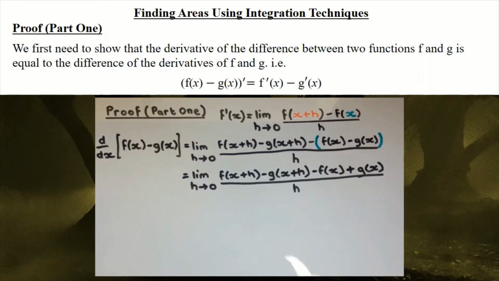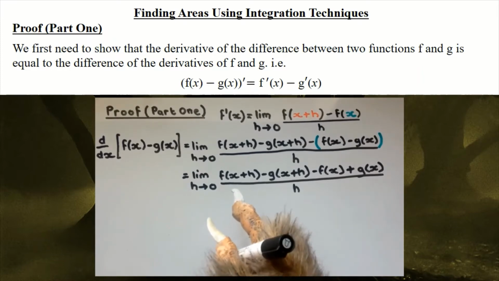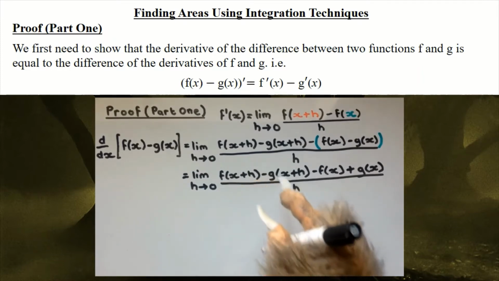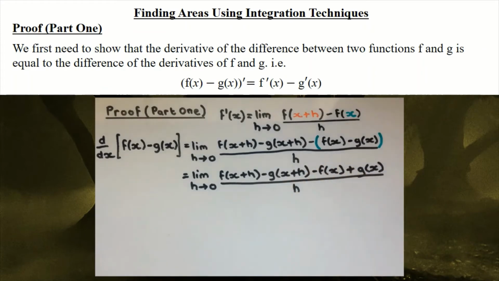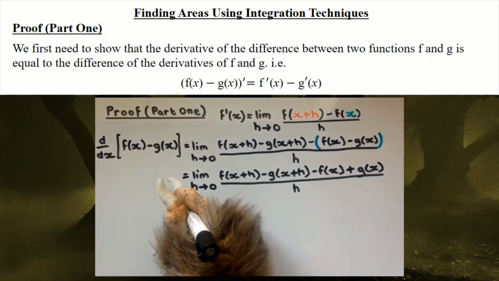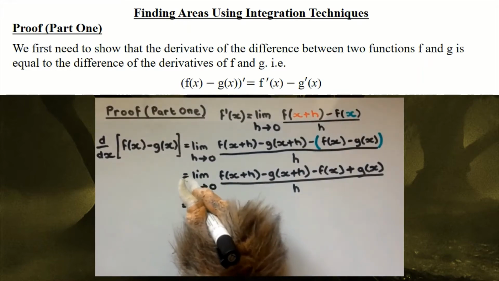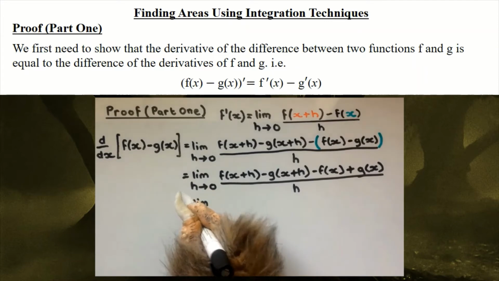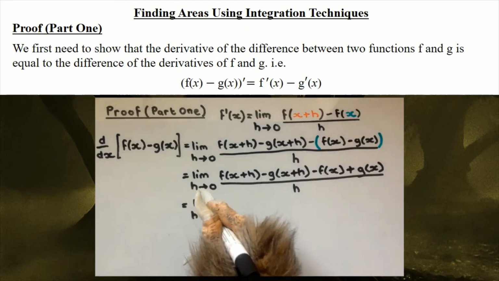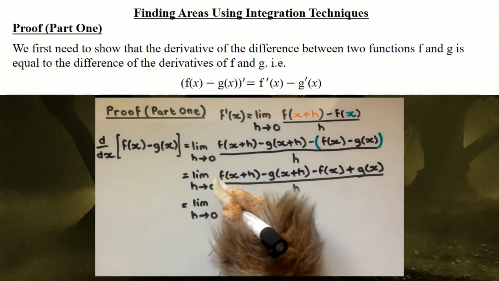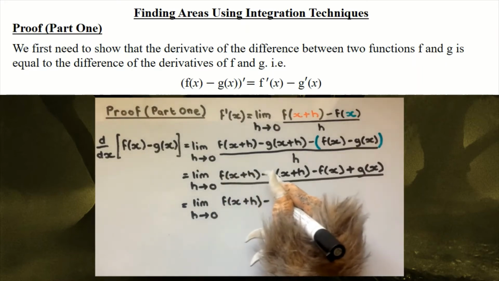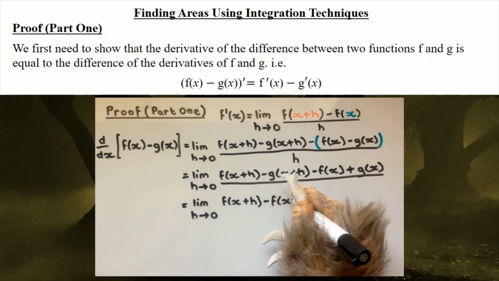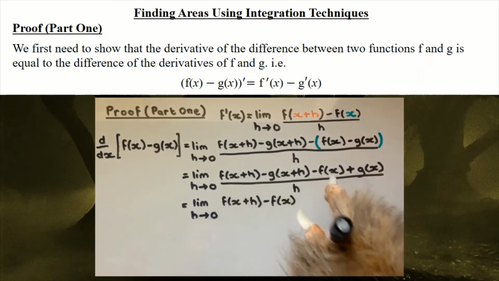Now, we can see, hopefully, that there is the definition of the derivative of f and the derivative of g lurking in here somewhere. Let's collect the f terms and the g terms together. So this is the limit as h approaches 0 of f of x plus h subtract f of x. So that's collecting these two terms together.